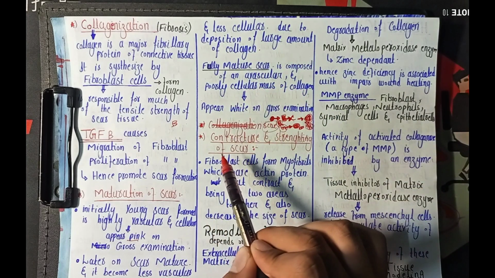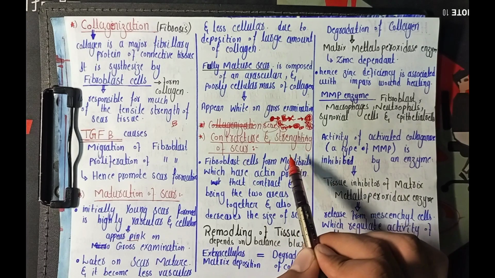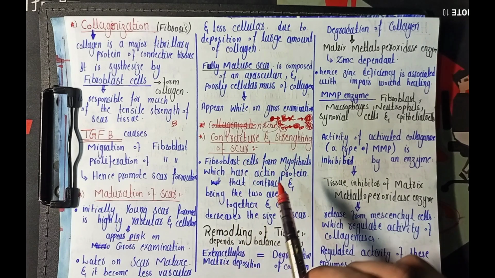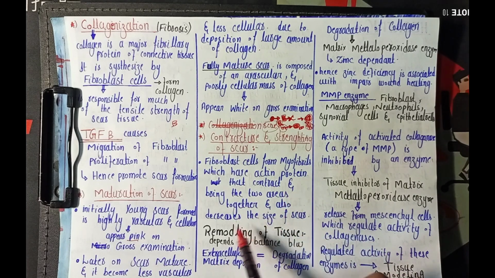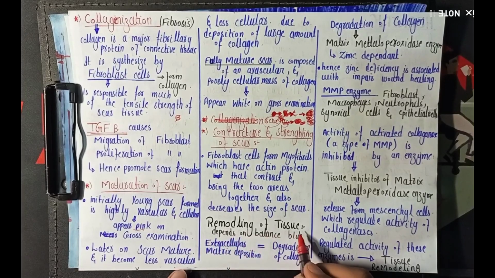And later on, there is a contracture and strengthening of the scar, which depends on the fibroblast cell that produces myofibrils, and they contract and bring the injured area together and decrease the size of the scar. अब हम बात करते हैं about the remodeling of the tissue.